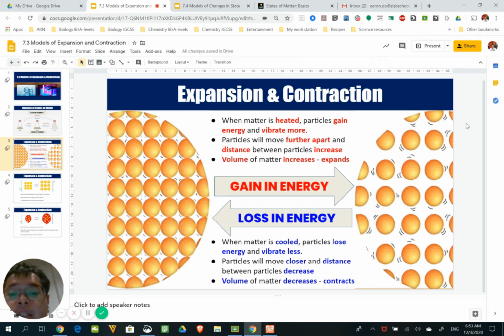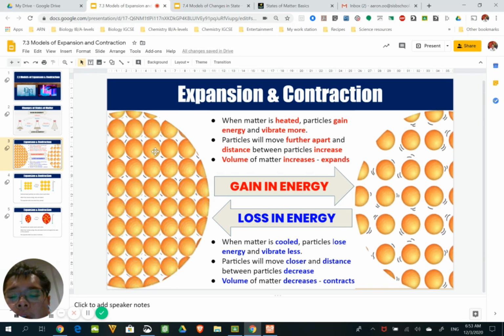You notice that all the particles are close to one another, leaving very little space in between. So if I'm going to gain energy, and I know that my particles are vibrating at the same spot, what do you think is going to happen if it receives energy? If you have guessed it correctly, it will definitely absorb that energy. As soon as the particles gain the energy, they vibrate a little bit more, and the particles will move further apart.